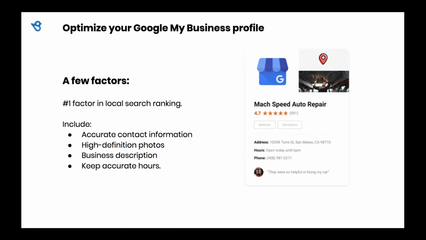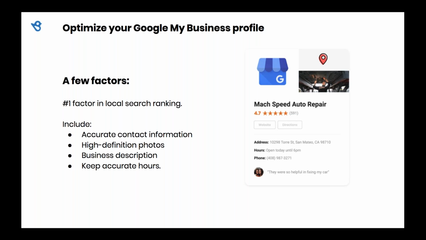So once you've claimed your profile and gotten that taken care of, make sure it's optimized, right? A few simple ways to do that in this slide. First of all, make sure your contact information is accurate. If someone's really interested, you want to make sure they can give you a call or send you an email right away. Next, make sure that you have some pictures that make your business look appealing. A picture is worth 1,000 words, as they say. Make sure it's high definition, good lighting, all of that.